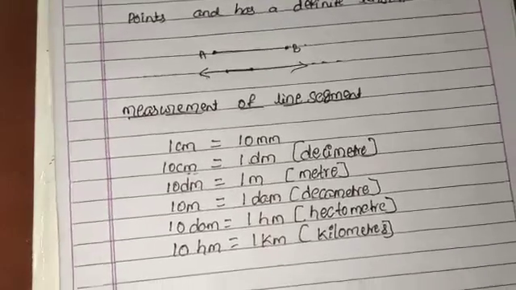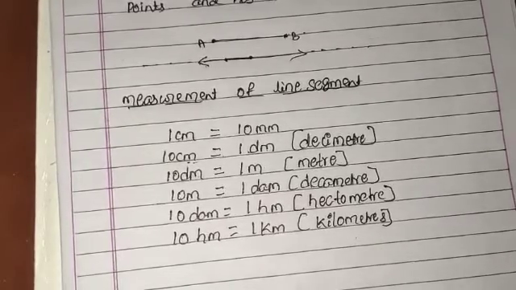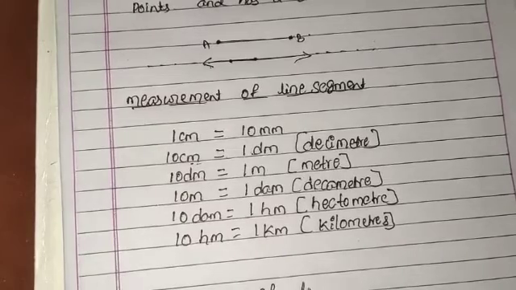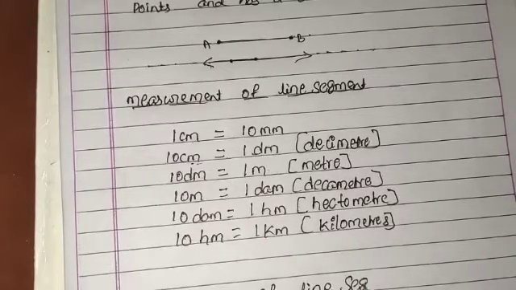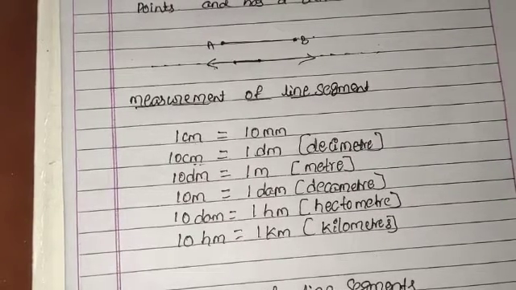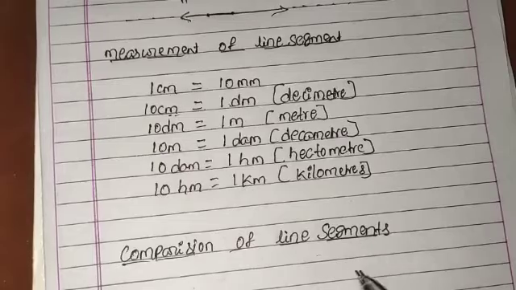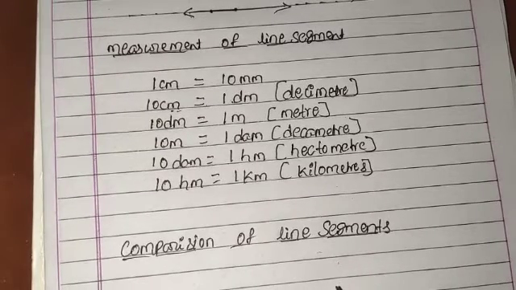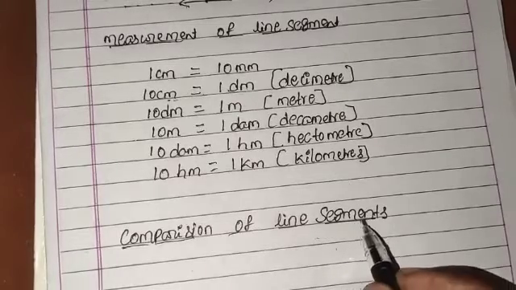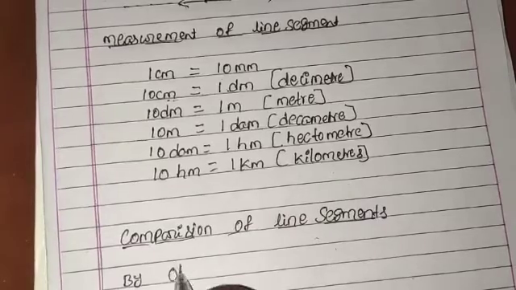Next, comparison of line segments. How do we compare line segments? Comparing two line segments means finding which is shorter and which is longer, which is the bigger line segment. Then how do you compare the line segments? First, comparison by observation.